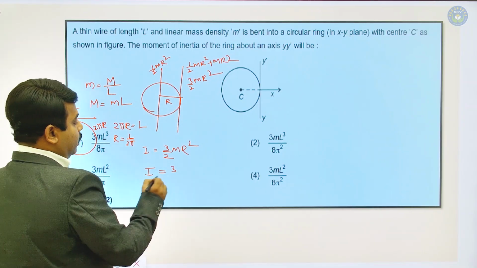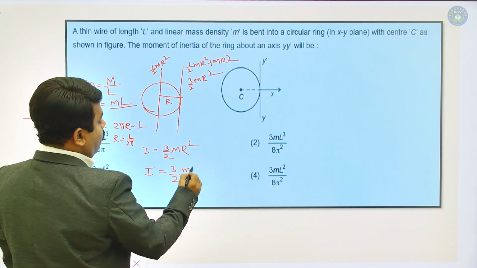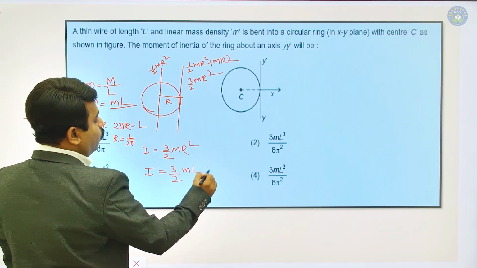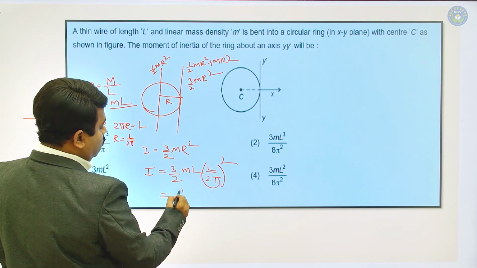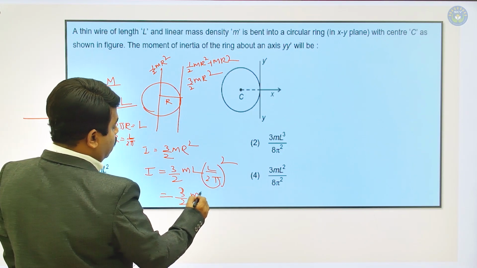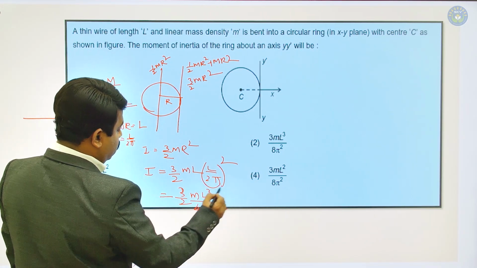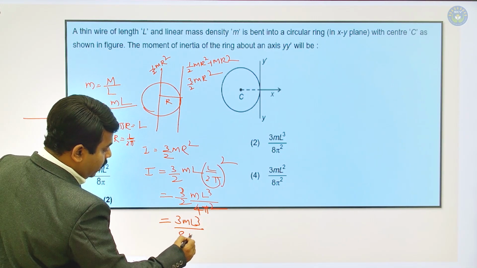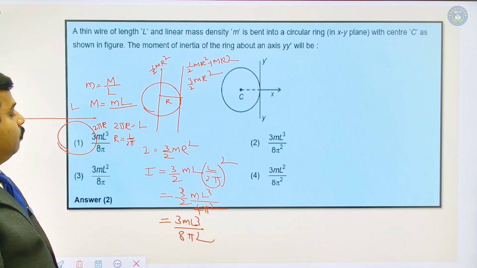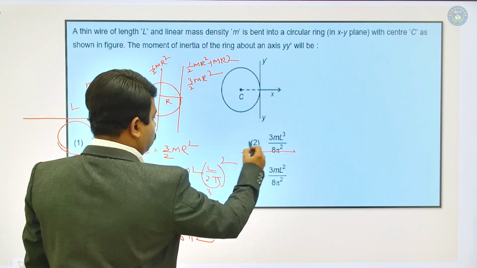Then 3 by 2, what is capital M? Small m, right? What is capital R? L by 2 pi, the whole square. Then we get 3 by 2 m L cube divided by 4 pi square, that is 3 m L cube divided by 8 pi square. Then which is the option? Option 2 is correct, right?